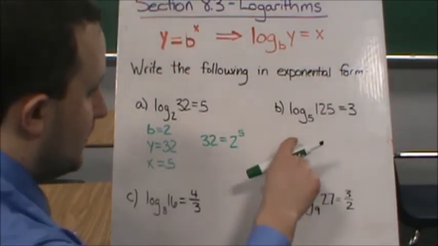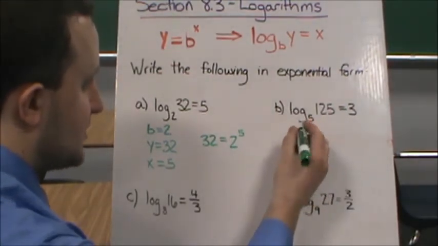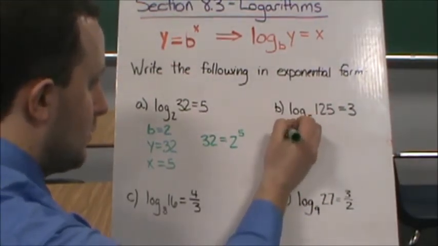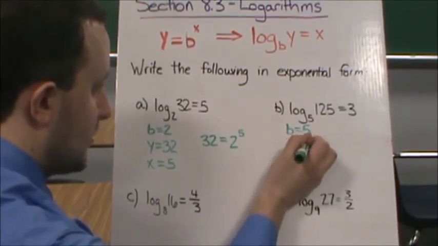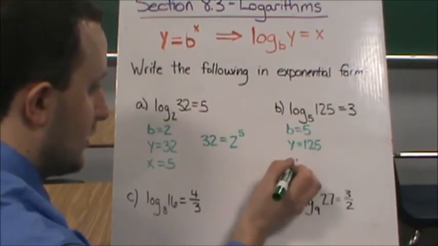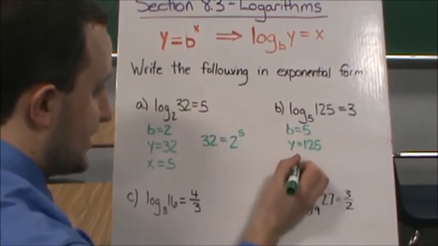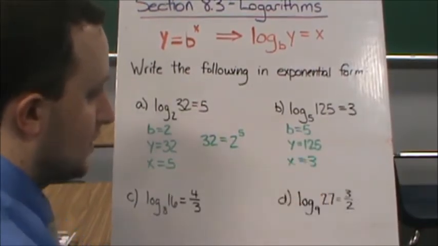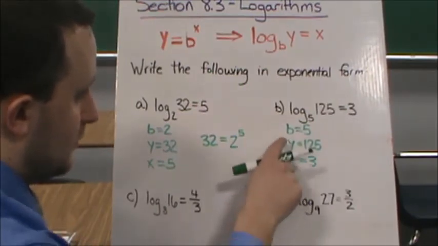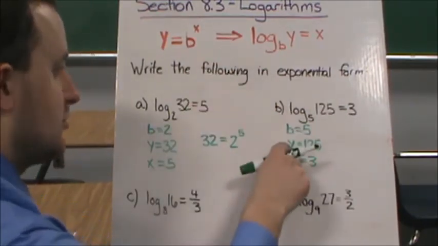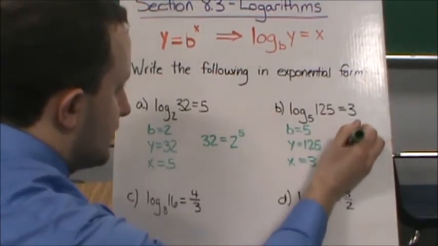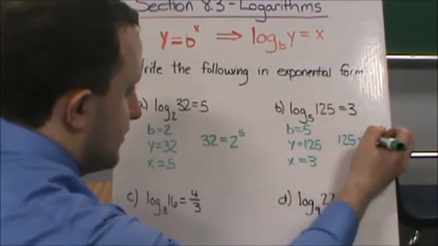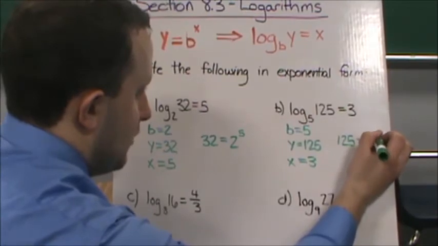The next one, log base 5 of 125 equals 3. Our base is 5. Our y is 125. And our exponent, or our x value, is equal to 3. So then converting this into our exponential form, just replace all the values, and you get 125 is equal to 5 cubed.